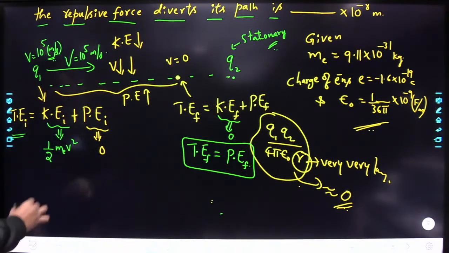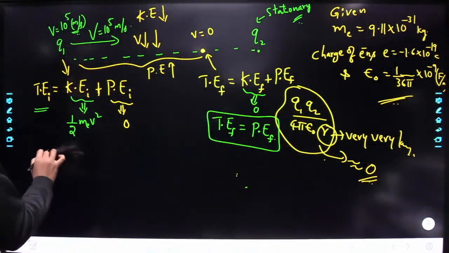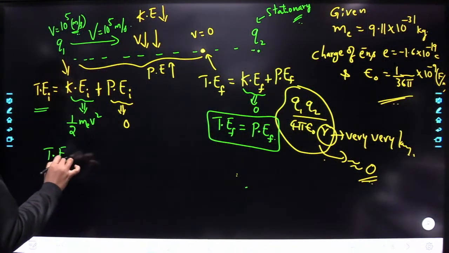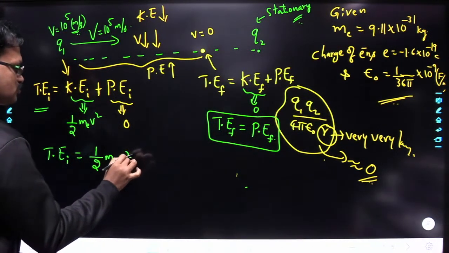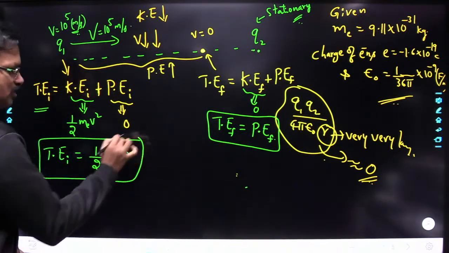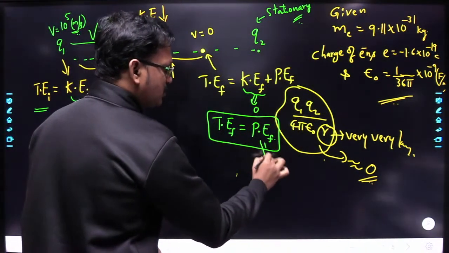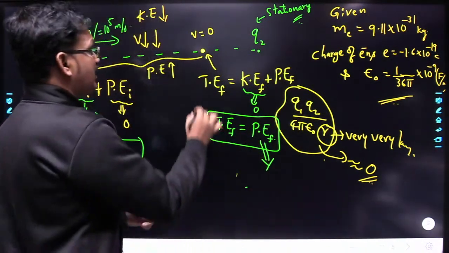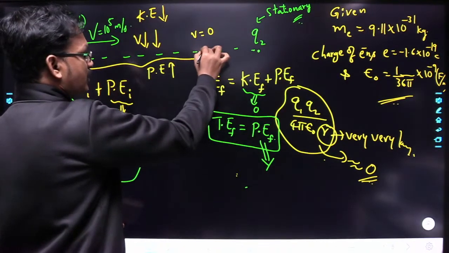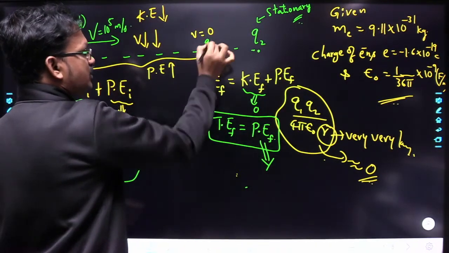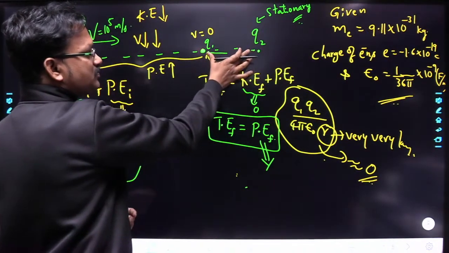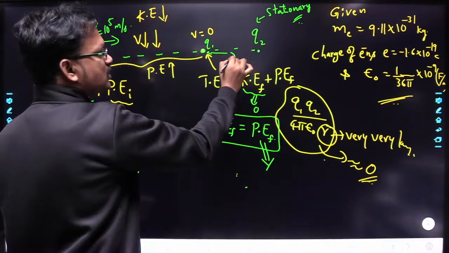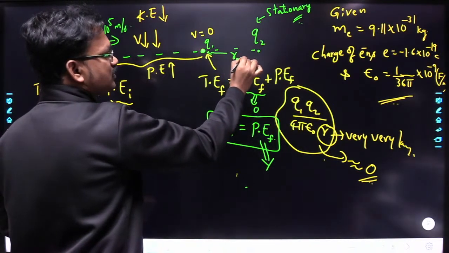Understood? Okay. So what is the total initial energy here? Total initial energy is equal to half m e v square. So that is kinetic energy. Now what is the potential energy? Tell me, what is the potential energy? So now whenever the charge reaches this point here, let us say the distance from Q1 to Q2, this is the minimum distance between Q1 and Q2, or not? Yes or no? So I am representing this with R minimum.